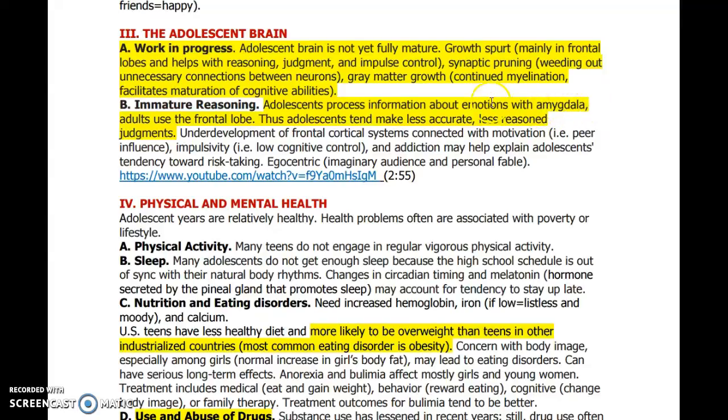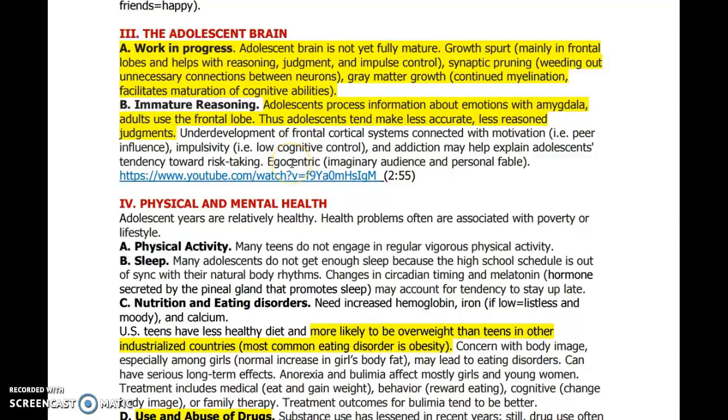All right, so they're going to think with their emotions more so than adults, where adults are going to use their frontal lobe and use more reasoning, be able to control their impulses more and things like that. All right, so some of the bad decisions or irresponsible decisions that teens make are because they have an underdeveloped frontal cortical system. All right, so read through that and watch this video.